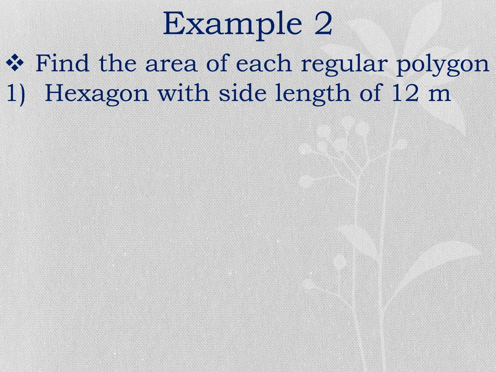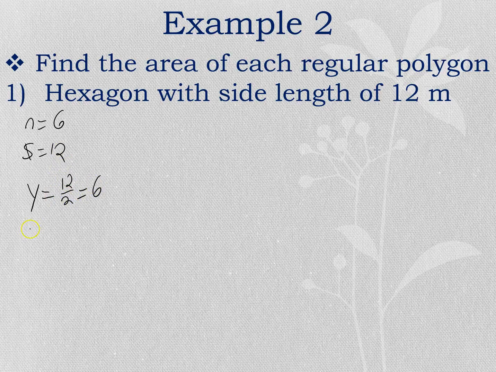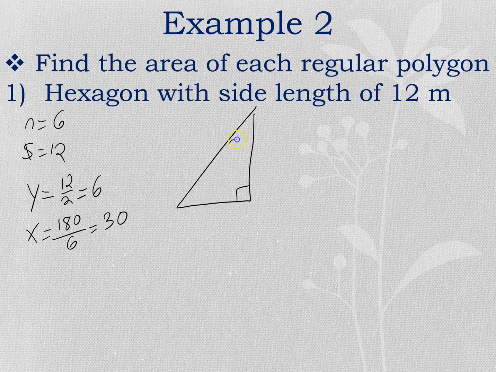We have a hexagon, side length 12 meters. So we know if it's a hexagon, N is 6, and we know side length is 12. So our Y value is half the side length, so 12 over 2, which is 6. Our X value is 180 divided by the number of sides, which is 30. So we have this right triangle, that's 30 degrees, this is 6, and that's A.